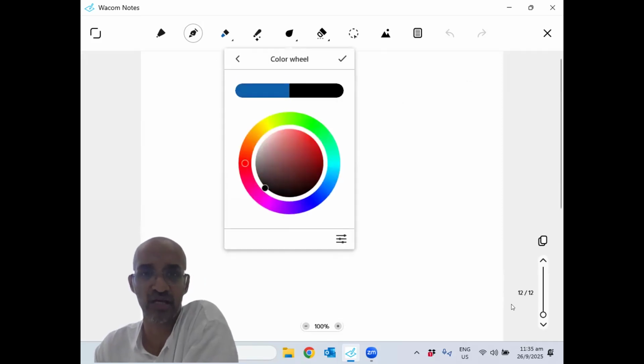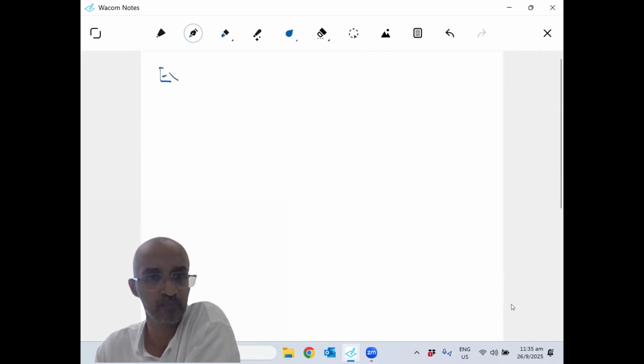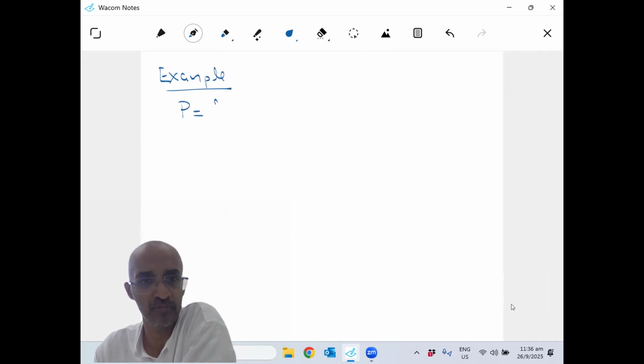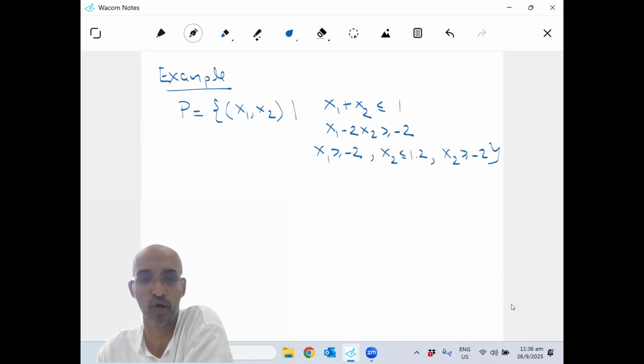So let's do an example just to be clear what the algorithm is doing. Let's take the following polyhedron. Maybe I won't do all the steps, I'll just show you a couple of steps, and you can try it out on your own. x1 plus x2 less than or equal to 1. x1 minus 2x2 greater than or equal to minus 2. x1 greater than or equal to minus 2. x2 less than or equal to 1.2, and x2 greater than or equal to minus 2. I'm giving you a polyhedron in 2 dimensions.